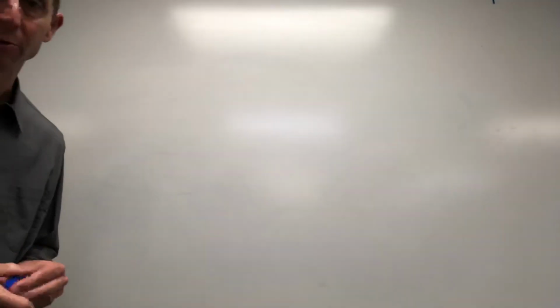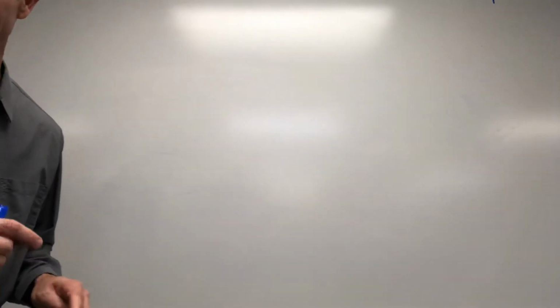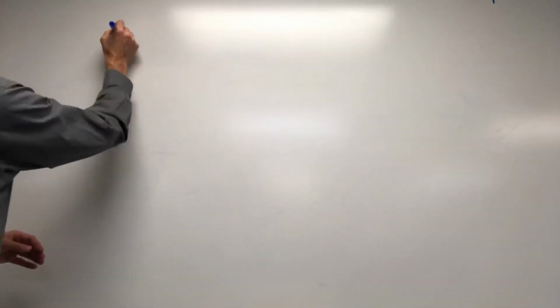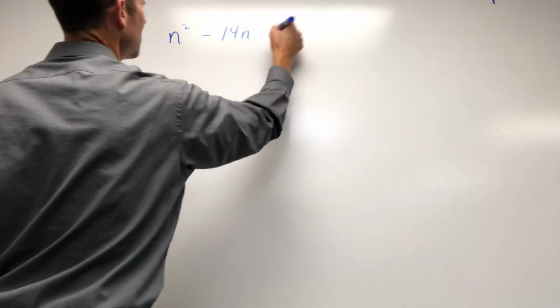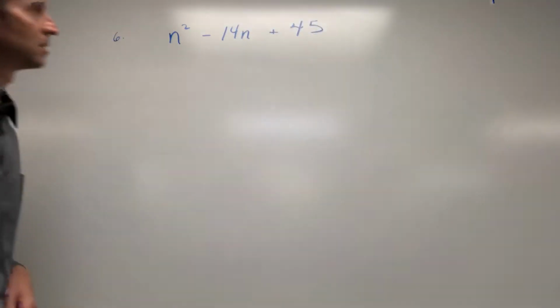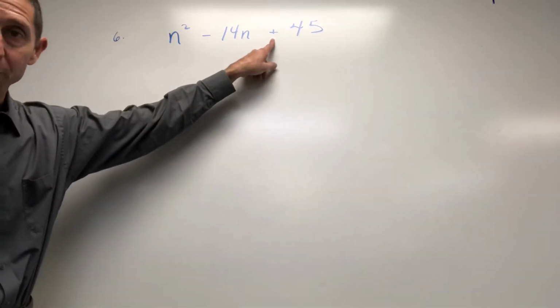All right, I got a trick one for you. You got to be on your toes with this one. You got to be ready. Here we go. I think this is number 6. So n squared minus 14n plus 45. Okay, back to a positive 45 this time.